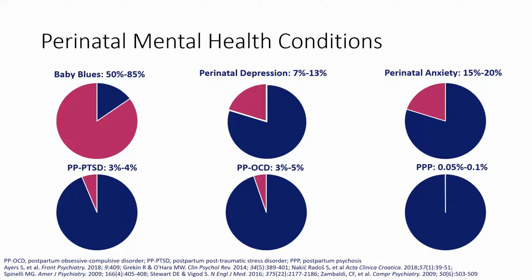We're going to go through some of these individually in the coming slides, but you can look here and see the portion of the pie chart that's colored pink to see how common these conditions are relative to each other, with the baby blues representing really a normative experience of childbirth, depression and anxiety as very common complications of childbirth. Anxiety is slightly more common than depression. And all the way to the bottom right, which represents postpartum psychosis, which is very rare, but a serious mental health condition related to childbirth.